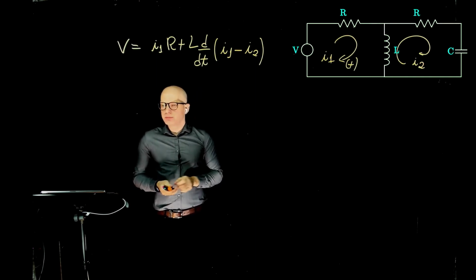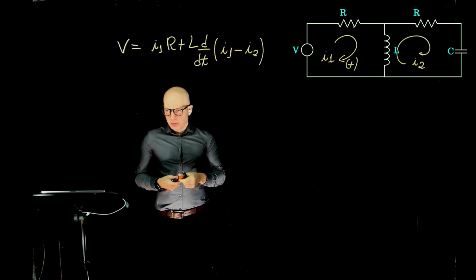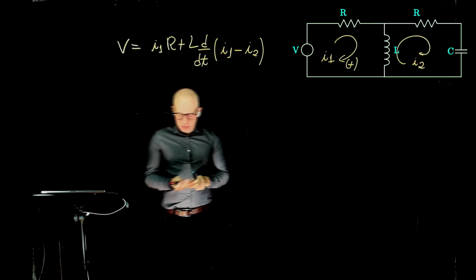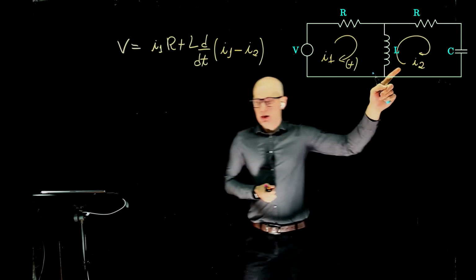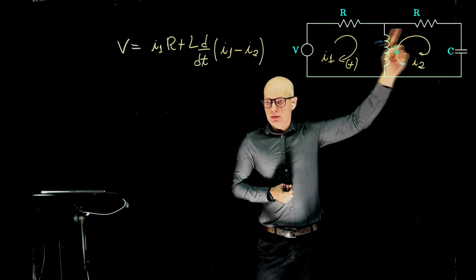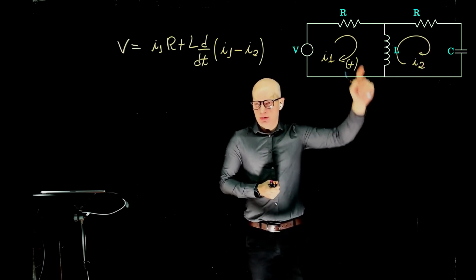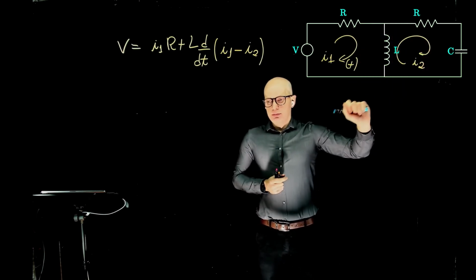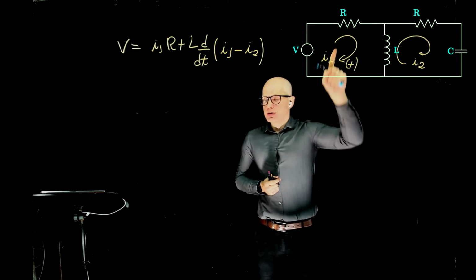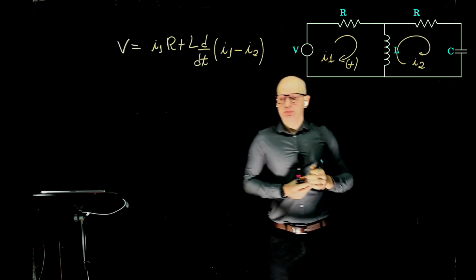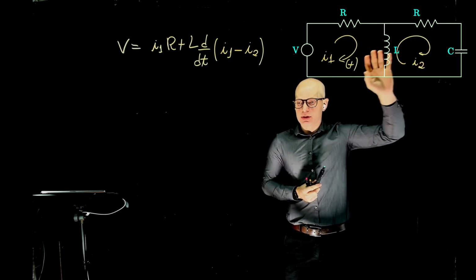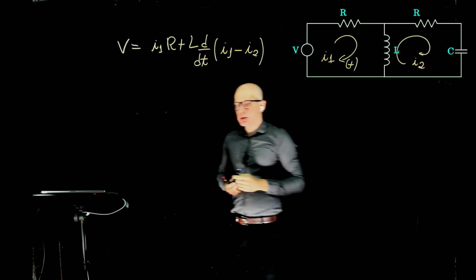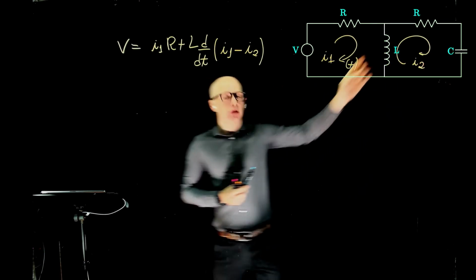Yeah. Can you move on to the second loop? Yep. All right, so let's do the second loop. If we do the sum of all voltages here, that equates to 0 because we have no input voltage like we had there. So the sum of the voltage across R plus the voltage across C plus the voltage across L is going to be equal to 0.